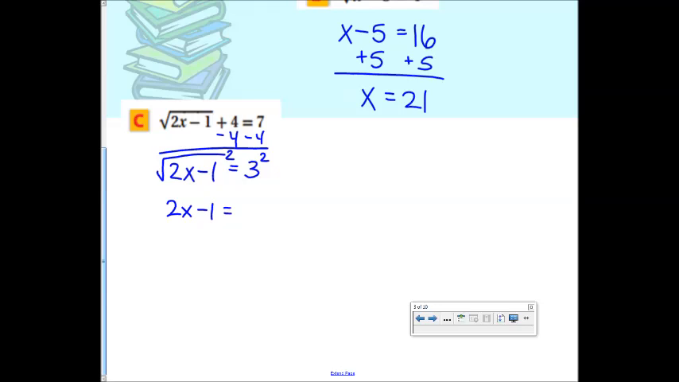And then what over here? 9. Now what? Yeah, now it's just your basic 2-step algebra problem. So 9 plus 1 is, and then that equals 2x. And how do you finish that? Good. So x must equal, good, great job.